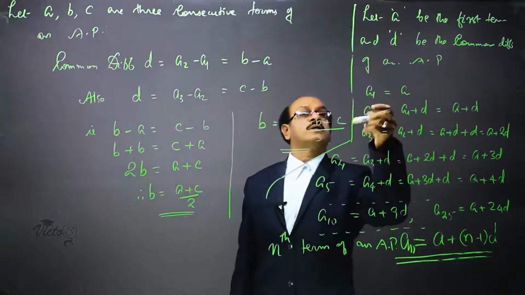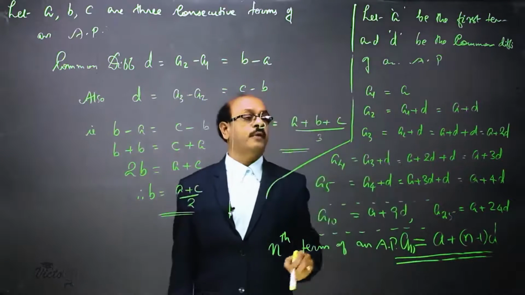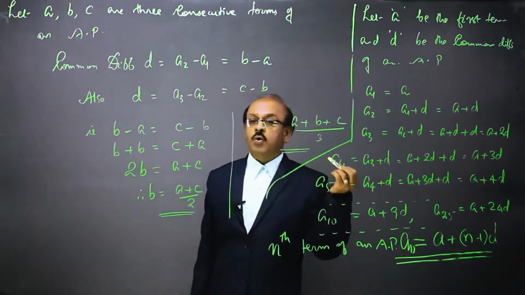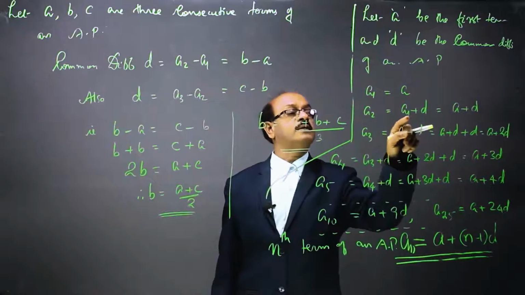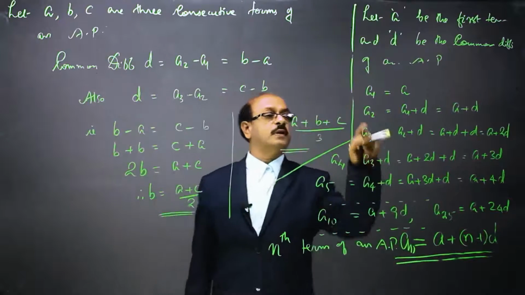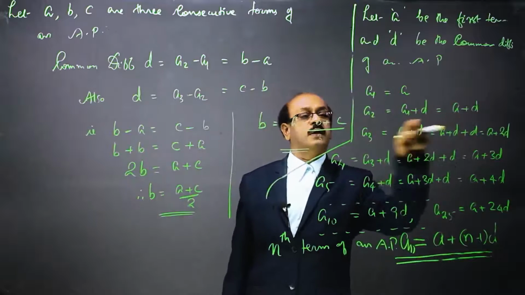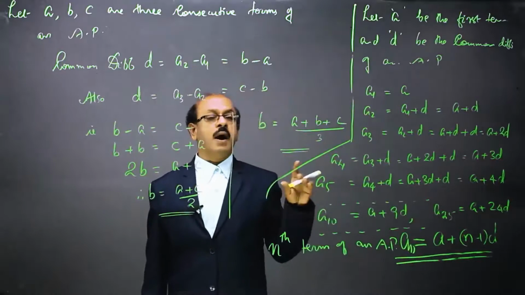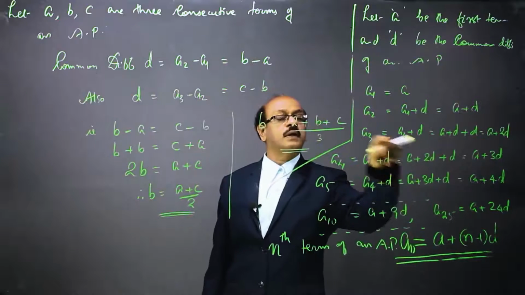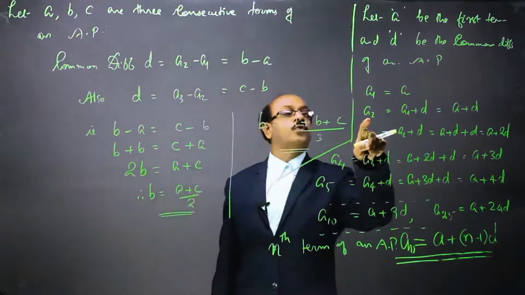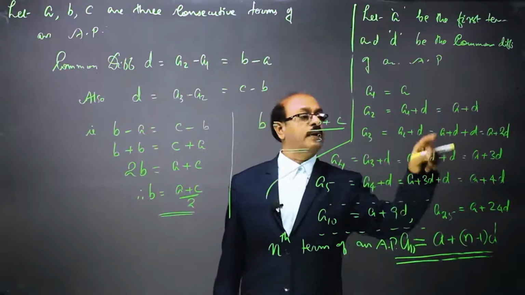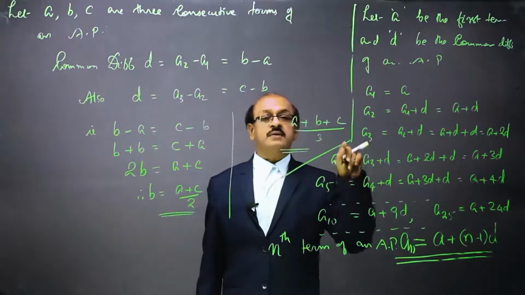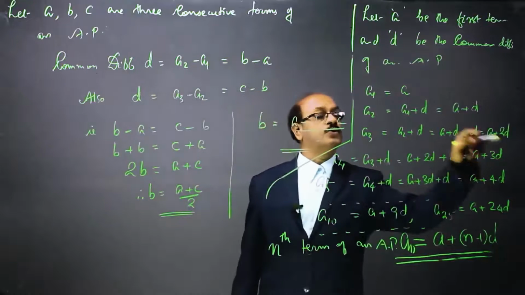Let us look once again. First term A1 is equal to A. Second term A2, we obtain A2 by adding the common difference to the first term A1. That means A1 plus D. But we are assuming the first term A1 to be A. That means A plus D is the second term. Again, A3, we obtain A3 by adding the common difference D to the second term A2. But we obtained the value of A2 as A plus D. That means A plus D, then plus D, that is A plus 2D.